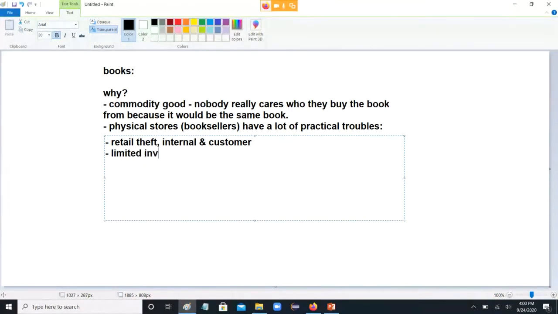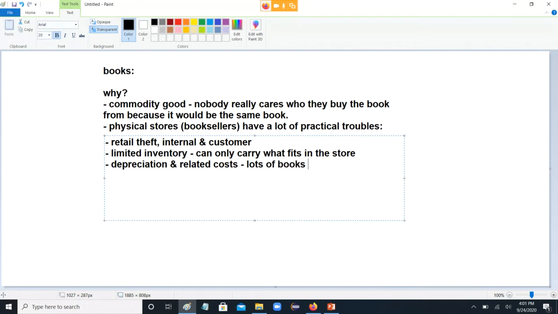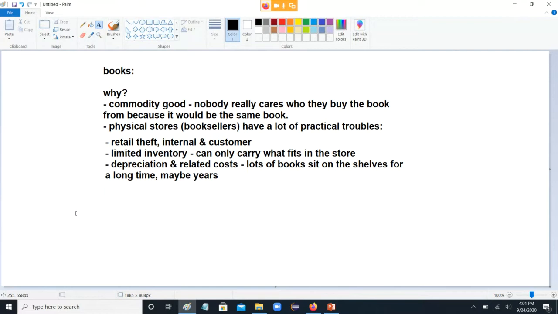Number two, limited inventory. Okay, can only carry what fits in the store. On top of that, what else? Depreciation and related costs, right? Lots of books sit on the shelves for a long time, maybe years. Okay, that's money that you're losing because you bought the book and it's just sitting in your store doing nothing.